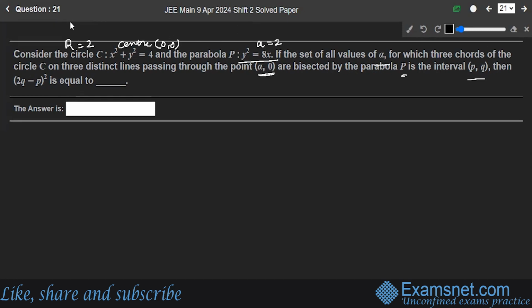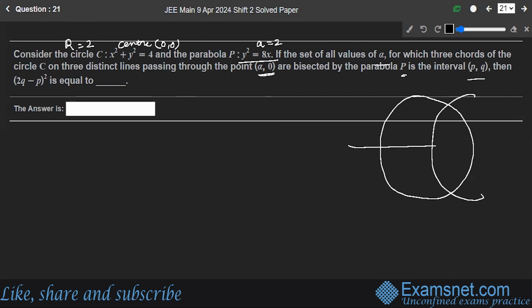Okay. So first thing, when you are given the middle point of the chord, let's draw the figure to understand this. If you are having this as your circle and this is your parabola, this is the center of the circle, and this is your point alpha comma 0, and this is the chord which is passing through this point, and this is the middle point.